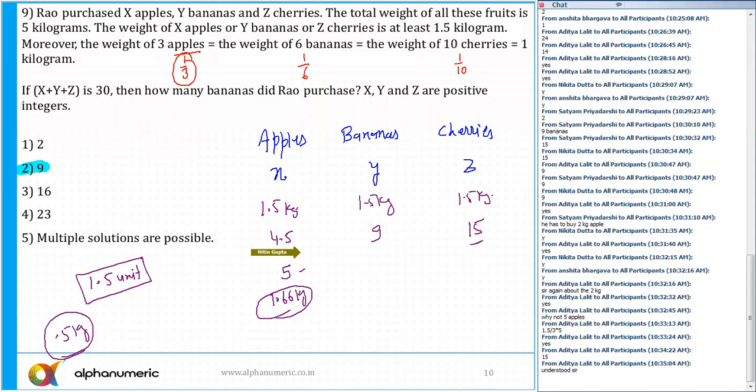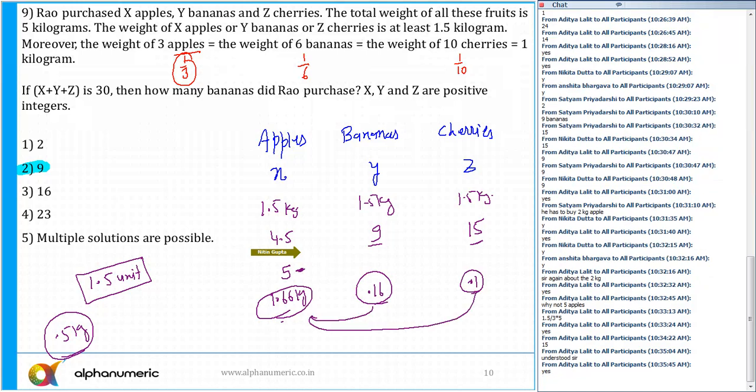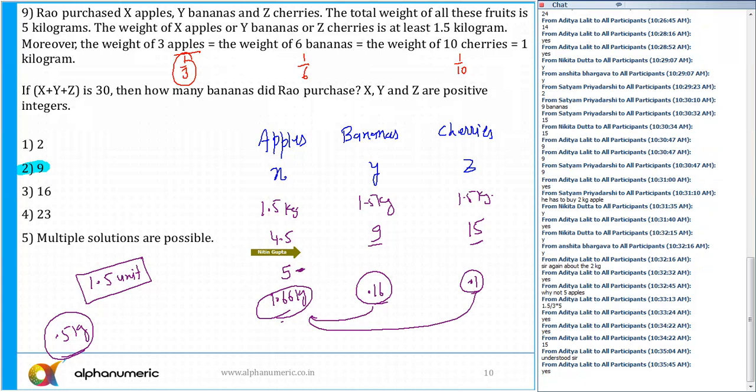Now 15 plus 5, it is equal to 20 plus 9. So I need to purchase 1 unit. Now if I purchase 1 unit of bananas, I'll get 1 by 6, that is equal to 0.16. But the total quantity has to be exactly 5 kg, so this won't work. Similarly, if I purchase 1 more unit of cherries, it will be equal to 0.1. But adding this and this will never give an integer. So that is the only possibility: 6, 9 and 15. Clear now? Can we move to the next question?